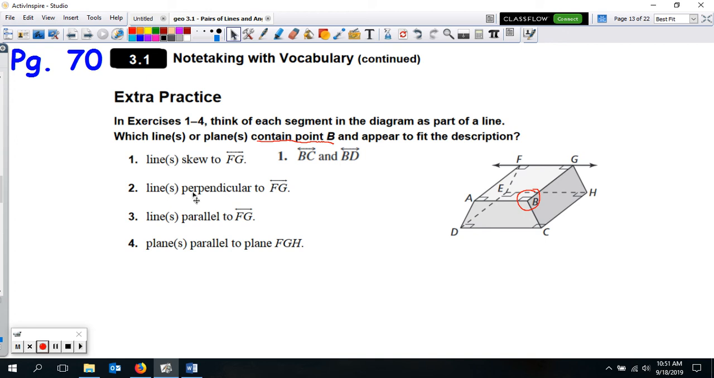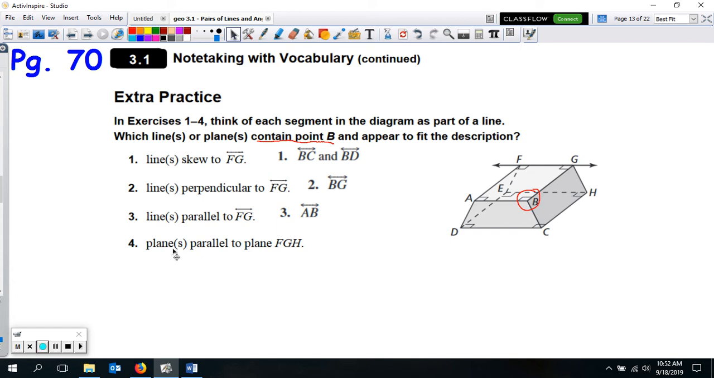Lines perpendicular to FG, so what would be perpendicular? It's going to form a right angle, and you can see that's that one right there, BG. So definitely BG is the one that's going to intersect at the right angle. Number 3, we got the parallel to FG. So which one is parallel to FG? Well, we already talked about that a little bit, that parallel is going to be in the same plane and it's not going to intersect. That would be this one right here, AB, if it's going to include that B point. So AB, for that one, that's parallel.